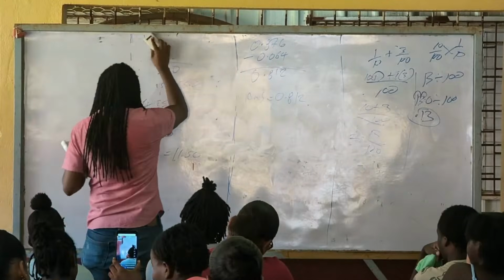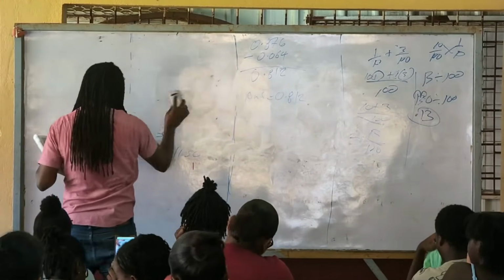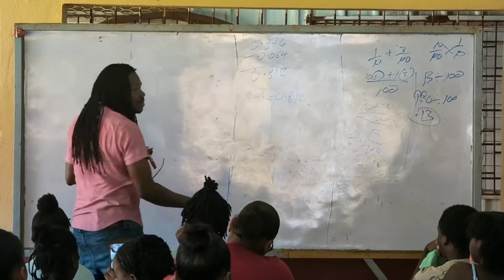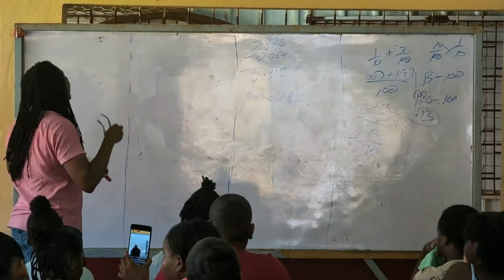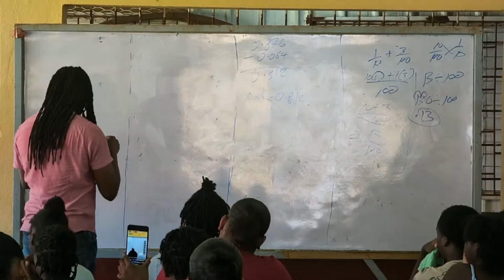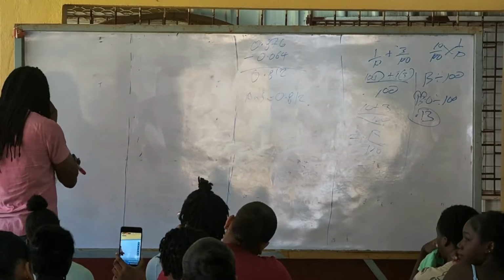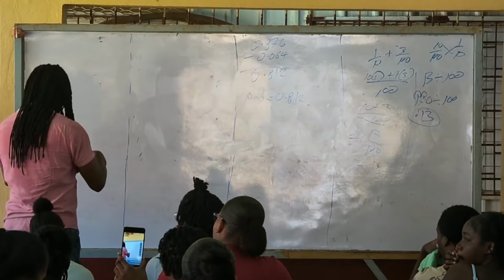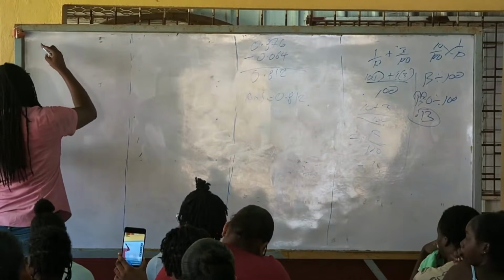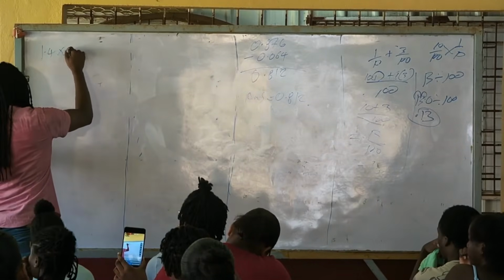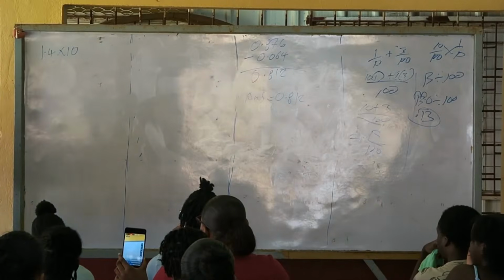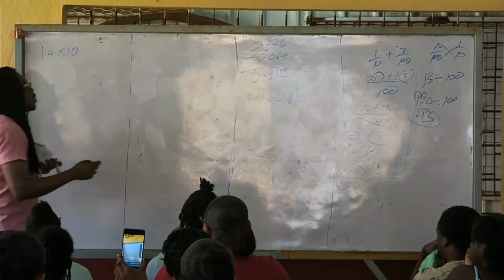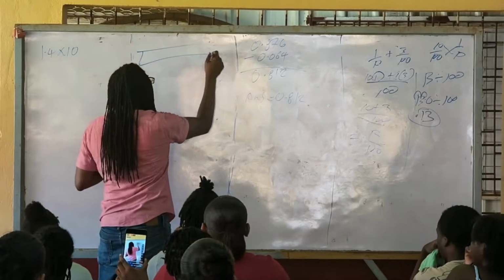So we have a fraction now. I mean a decimal. And we're going to multiply the decimal by 10. 1.4 times 10. This is 1.4 times 10. We'll go back to our table. This is our table here.